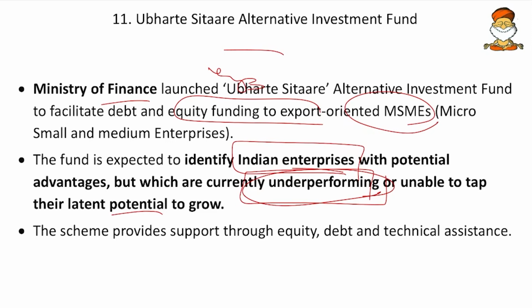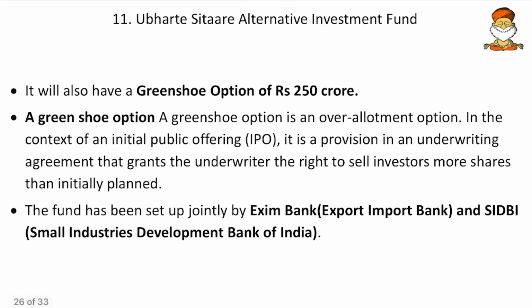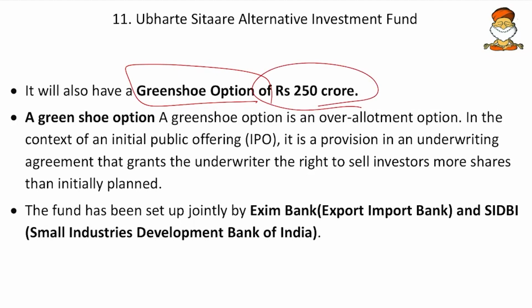Then the scheme provides support through equity, debt and technical assistance. So all these things will be provided by this Ubharte Sitaare. Then this scheme also has the green shoe option of rupees 250 crores. So what is a green shoe option? A green shoe option is an over-allotment option in the context of an initial public offering. So it is a provision in an underwriting agreement that grants the underwriter the right to sell the investors more shares than initially planned.